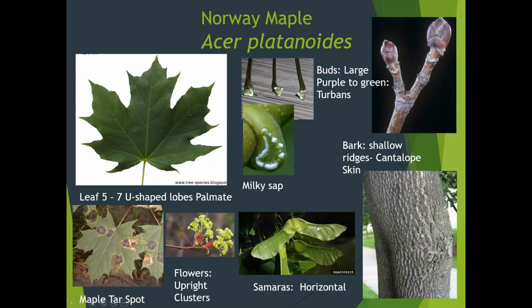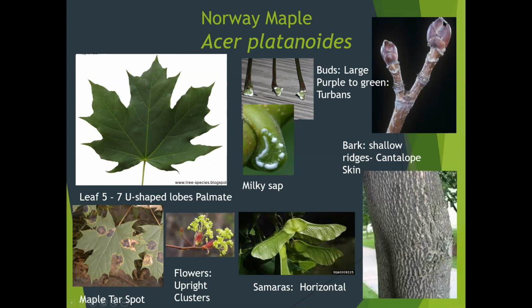And also, to identify in the winter, the buds are really different. They're huge. They're a lot larger. I think they're 3/16 of an inch. And they look like turbans. They have fewer bud scales than the sugar maple, but they're kind of bulgy.